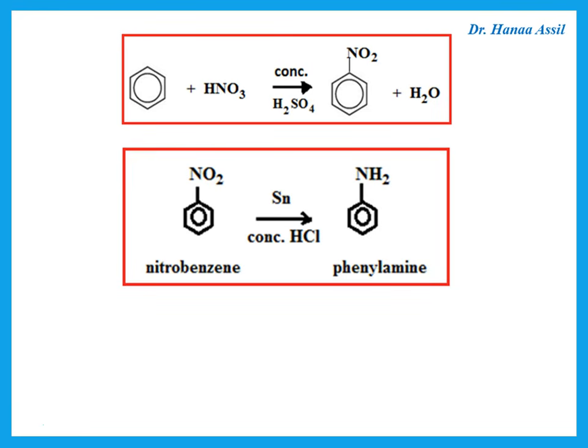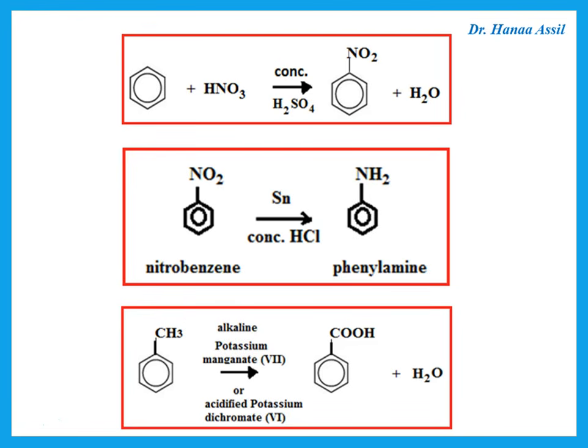Then if I want to change the nitrobenzene to an amine, phenylamine, I need to change the NO2 on the benzene ring. I need to make an amine, then I react it with tin in presence of concentrated HCl. Do you remember all of these reactions? So please remind yourselves of all these reactions. We're going to need it for the organic synthesis schemes.